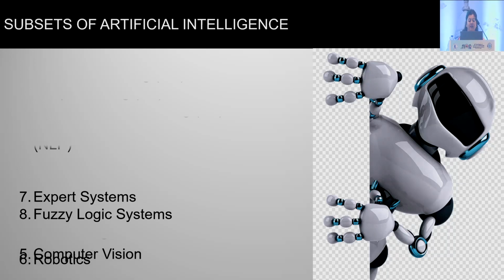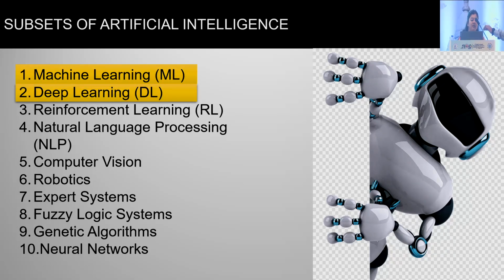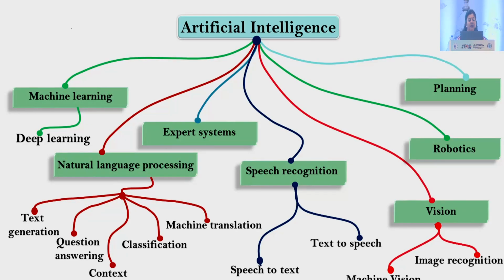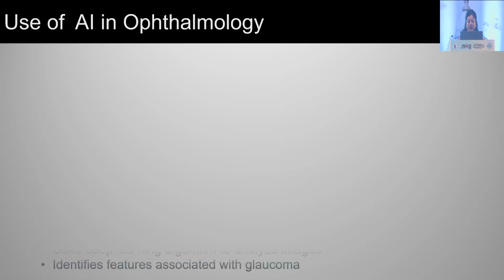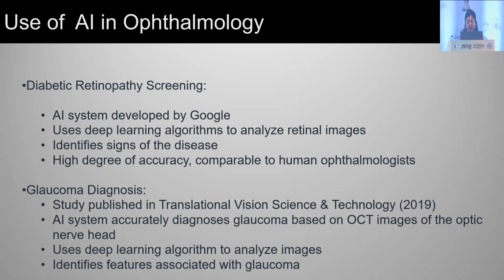There are subsets of artificial intelligence, which are machine learning, deep learning, expert systems, and fuzzy logic systems as the main arms. This is a flowchart depicting the different arms of artificial intelligence, that is machine learning, natural language processing, expert systems, speech recognition, planning, robotics, and vision. The uses of AI in ophthalmology: AI can be used in diabetic retinopathy screening and glaucoma diagnosis. An AI system developed by Google uses deep learning algorithms to analyze retinal images and identify signs of the disease. It has a high degree of accuracy comparable to human ophthalmologists.